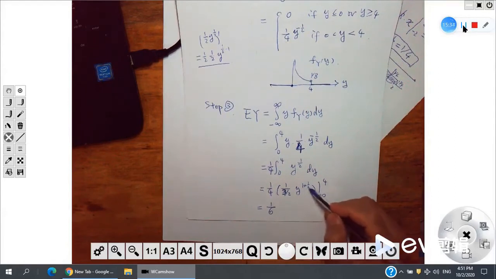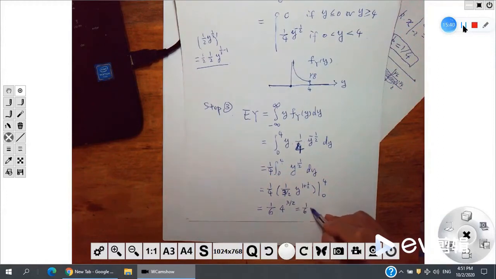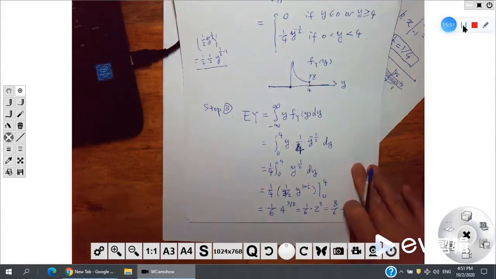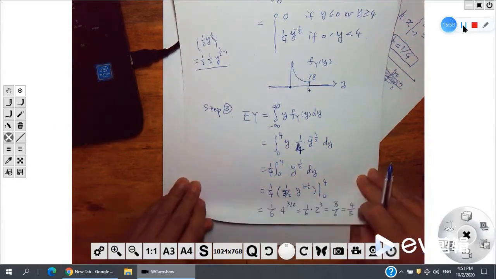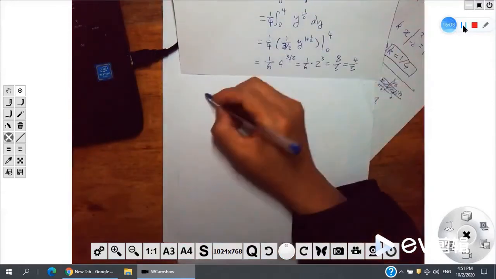And this one is 4 to the 3 over 2 power. So this is 1/6 times, I have 1/2, it's the square root, right? Square root of 4 is 2. 2 to the 3 is 8. So it's 8 over 6, which is 4 over 3. Okay, I just keep it, right? It's 1.3333. Alright, I have E of y.